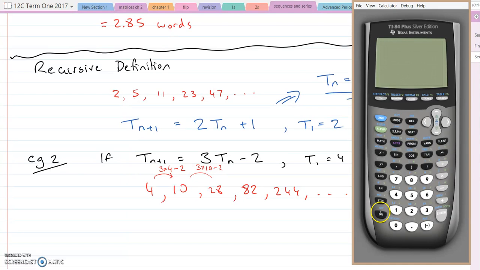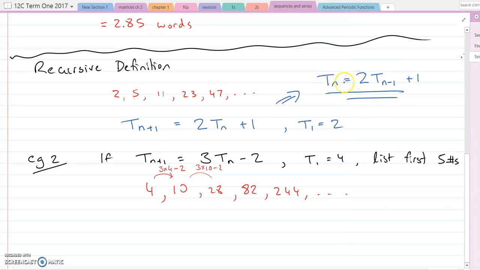In your calculator, you need to change your mode. Normally everything is in function mode. That is parametric, that is polar. I haven't used that mode, but this one is for sequences. If you use that and go into the y equals screen, everything changes. Un equals, this is Tn equals. In this case, I'm going to write Tn equals 3 times Tn take 1 minus 2.